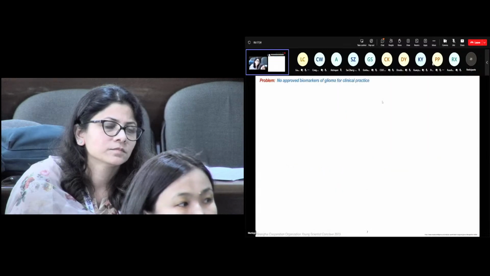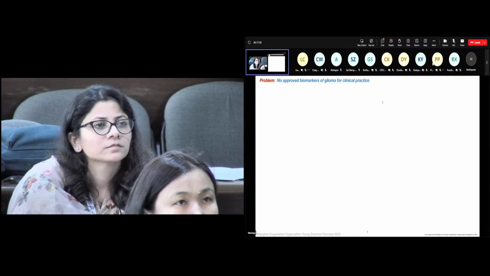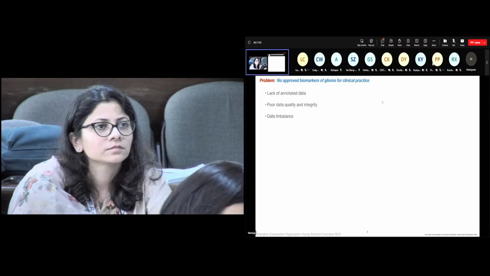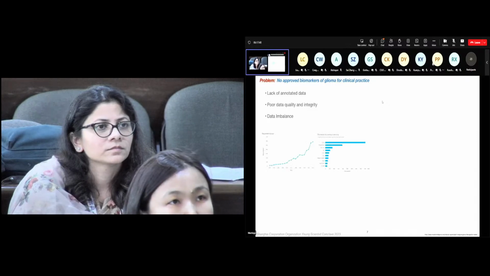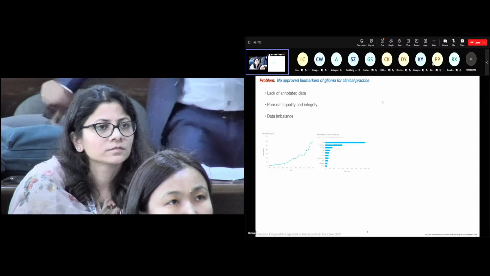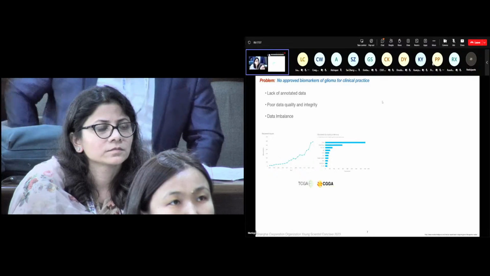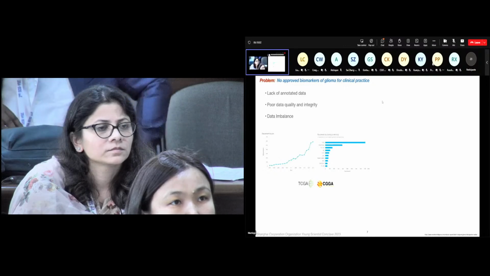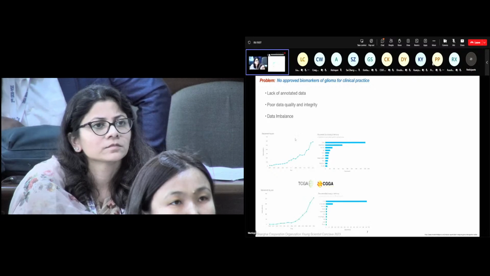So the problem we have been talking about is that there are no approved biomarkers of glioma for clinical practice, and this is because of lack of annotated data, poor data quality and integrity, and data imbalance. If you look at the published literature, most of the studies related to prognostic signatures are from China and the United States, and few are from other countries. And most of these studies on prognostic signatures and markers are based on the Cancer Genome Atlas, comprising a Caucasian population, and the Chinese Genome Atlas.